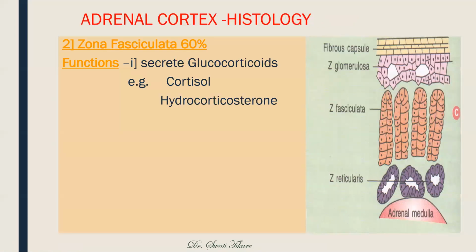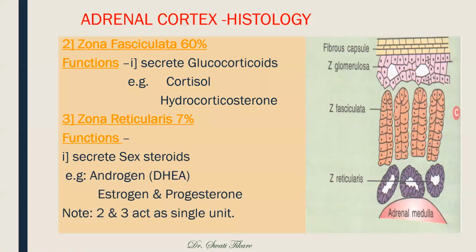The zona fasciculata constitutes 60% of the cortex and it secretes glucocorticoids, the major glucocorticoid being cortisol and the minor one corticosterone. The earlier one was the mineralocorticoids. The name itself gives a clue to its function. The mineralocorticoids are more concerned with mineral metabolism, whereas the glucocorticoids are more concerned with glucose, protein, and fat metabolism, the nutrient metabolisms.